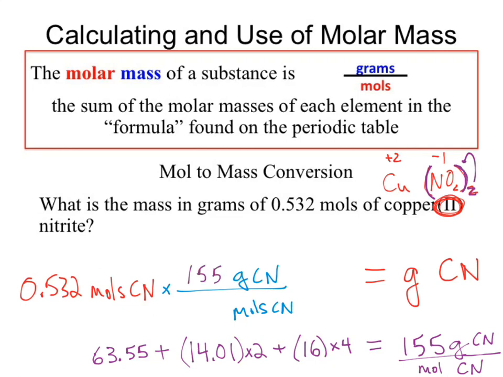155 grams. Why did the 155 go on top? Because it's in front of the grams. What number goes in front of moles? 1. How do we know it's a 1? Because it's in front of our mole number in our conversion. Okay? Punch it in the calculator and we now get an answer. Okay? Questions about that? Nope.